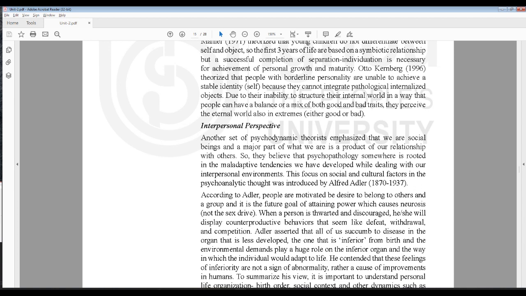When a person is thwarted and discouraged, he/she will display counterproductive behaviors that seem like defeat, withdrawal, and competition. Adler asserted that all of us succumb to disease in the organ that is less developed, the one that is inferior from birth, and the environmental demands play a huge role on the inferior organ and the way in which the individual would adapt to life. He contended that these feelings of inferiority are not a sign of abnormality, rather a cause of improvements in humans.